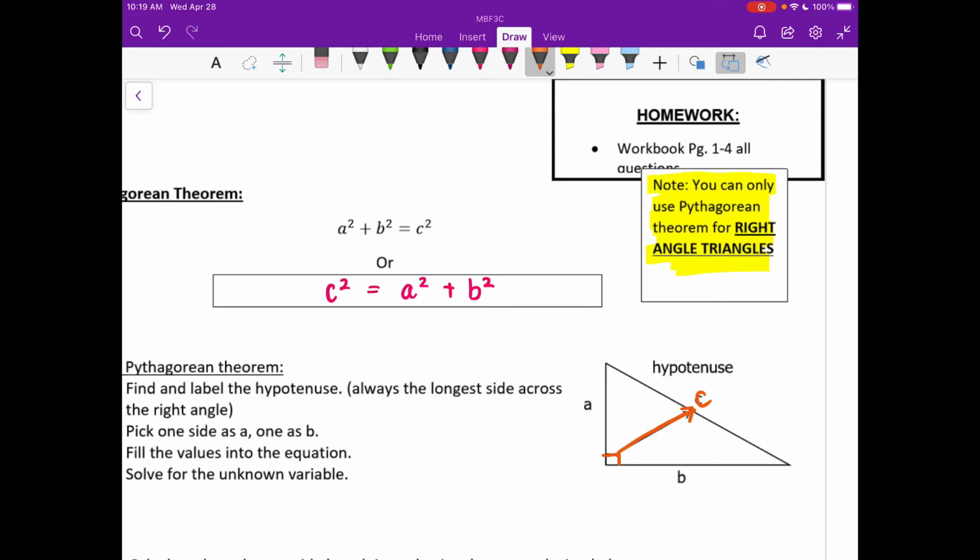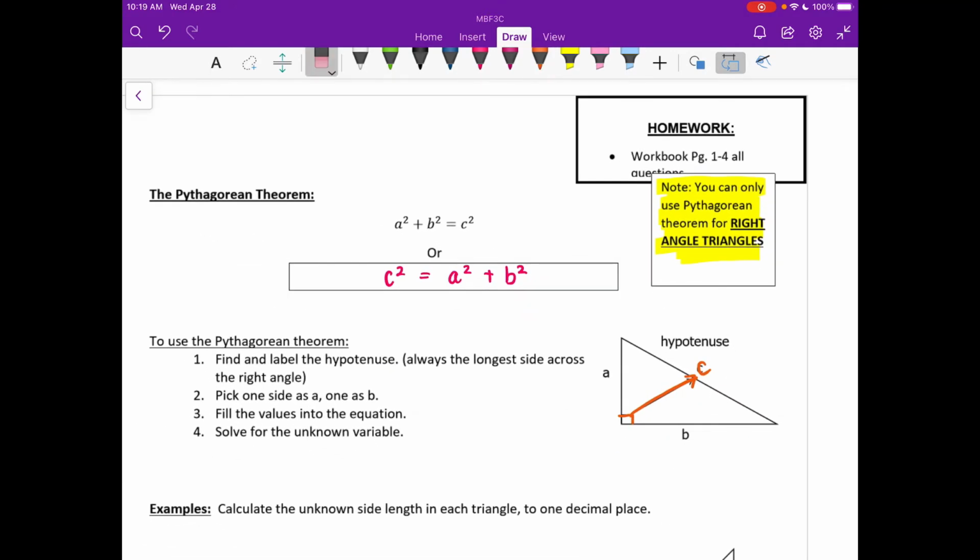Okay? So, in order to use the Pythagoras theorem, this is just a review from grade 9, you're going to find and label the hypotenuse. The hypotenuse is always the longest side across the right angle. It's always that slanted side. It's the one directly opposite to your right angle. And then a and b are the legs of the triangle, so they're the ones that actually make up that right angle. They're always the ones adjacent to it.